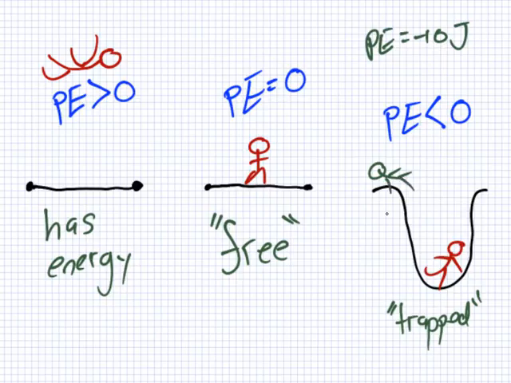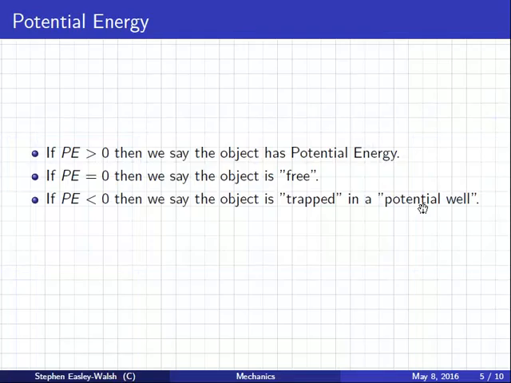When it's negative, he needs energy. When he's positive, he's having his own energy. He can do work. In this case, the work he could do might be to kill someone underneath him when he falls on them. Here, he cannot do work, but he doesn't need any energy, so he's free. And this one here, he would need energy to be free. Work would need to be done.